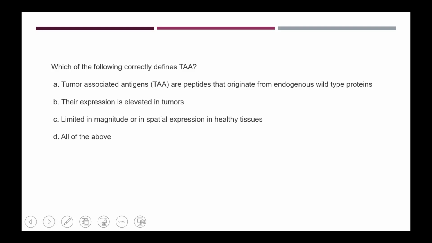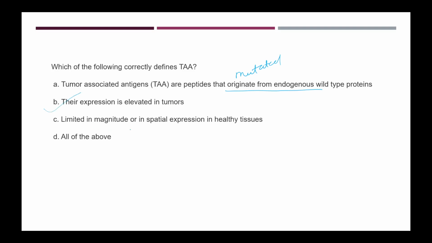So which of the following correctly defines TAA? Tumor associated antigens are the peptides that originate from the endogenous wild type proteins. Yes, they originate from the endogenous wild type protein, but they are mutated proteins associated with the tumor. So those are the tumor associated antigens. Their expression is elevated in tumors, that is correct.